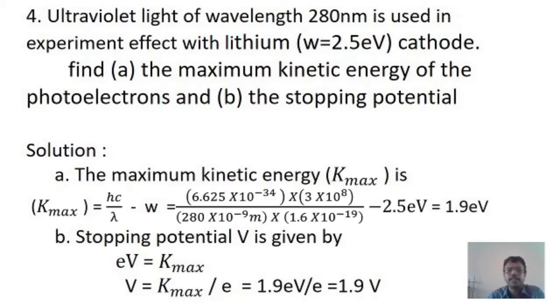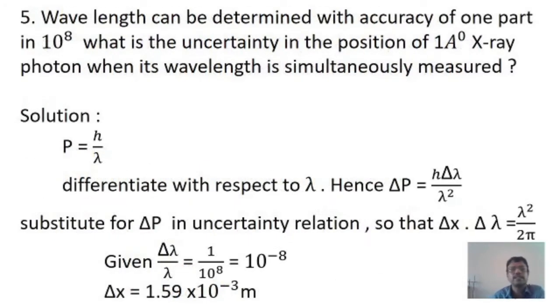So stopping potential V is equal to 1.9 volt. Next one is question number 5. Wavelength can be determined with the accuracy of 1 part in 10 power 8. What is the uncertainty in the position of a 1 angstrom X-ray photon when its wavelength is simultaneously measured?